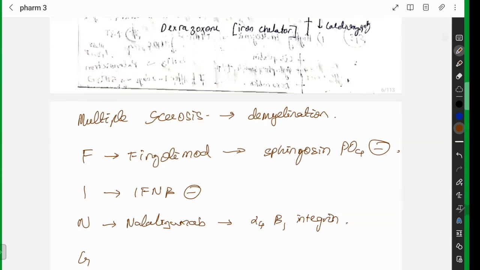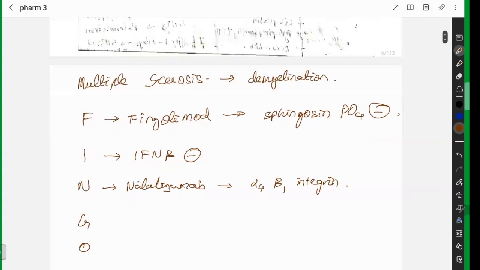This is going to be your natalizumab. What does G stand for? Remember, G stands for glatiramer, the glutamate drug. What is the glutamate drug? Glatiramer acetate. So this is going to be the drug which is used.